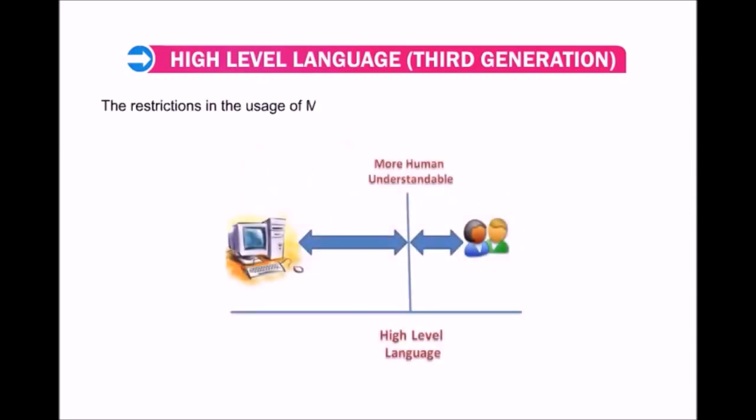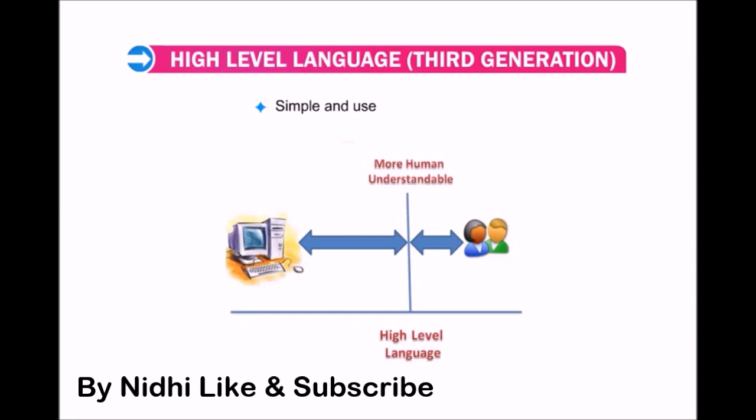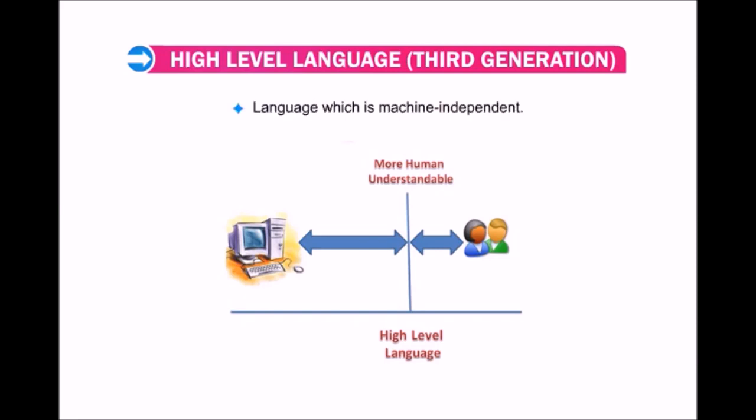We will discuss the high-level language, third generation language. The restrictions in the usage of machine and assembly languages prompted people to develop a language with the following features. Simple and user-friendly language which is machine independent. Owing to the above-mentioned features, it became easy to learn and use the computer languages. A large number of people started writing computer programs using these languages. That is why it is known as high-level language, HLL.